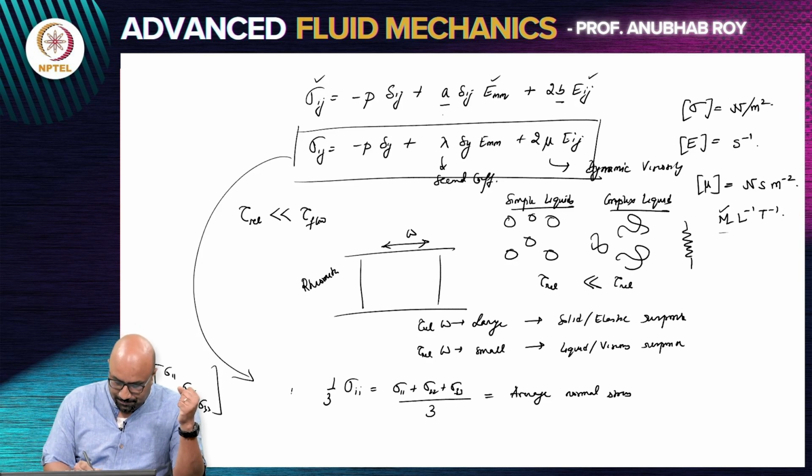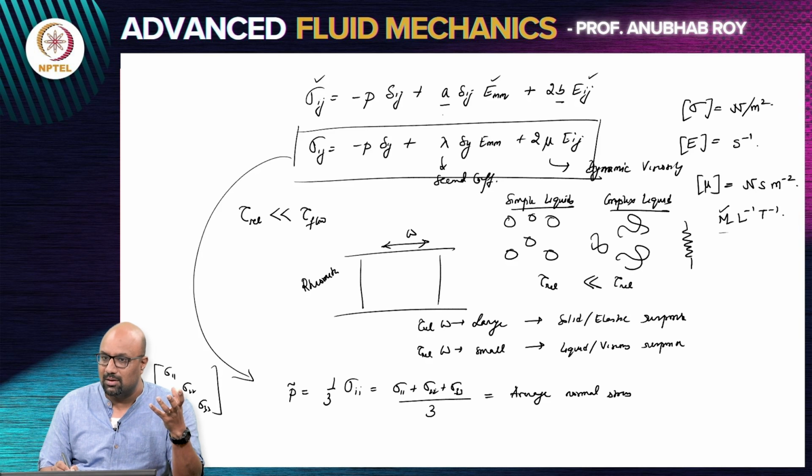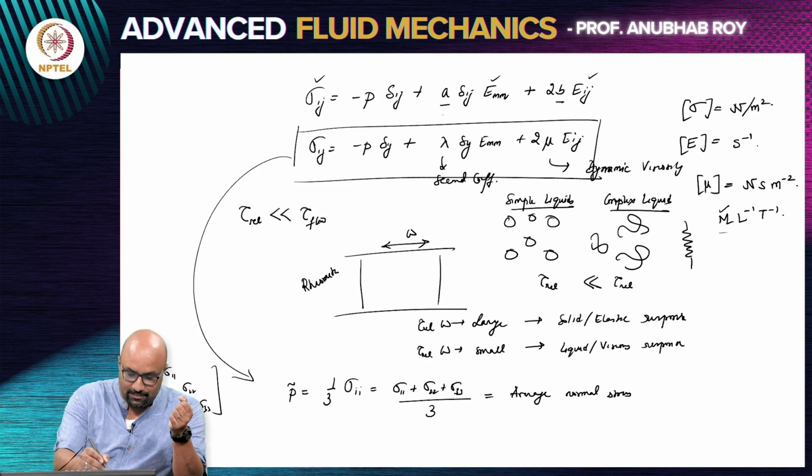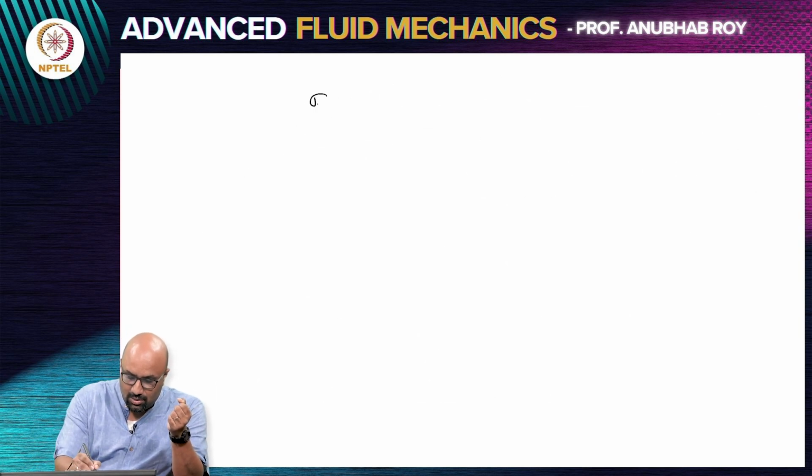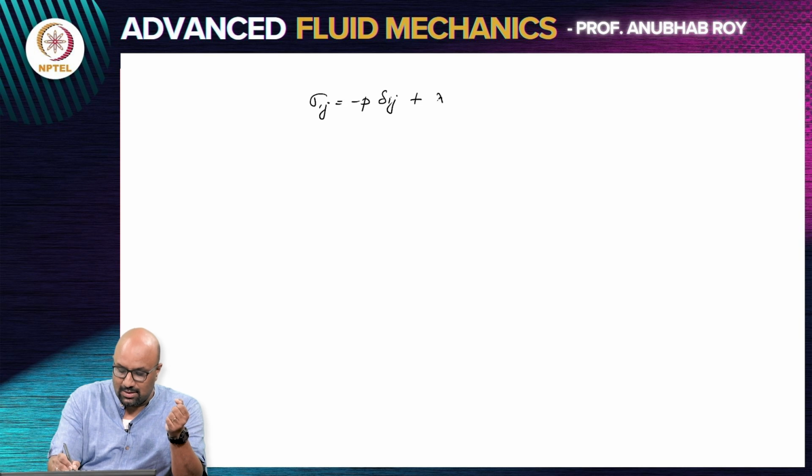So, I am going to use a notation which is P tilde, because it is a pressure-like quantity. It is not quite yet the pressure, but it is a quantity that is like pressure. So, P tilde is the average normal stress that is acting in the system. So, going back to our expression that we have, sigma ij is minus P delta ij plus lambda delta ij Emm plus 2 mu Eij.